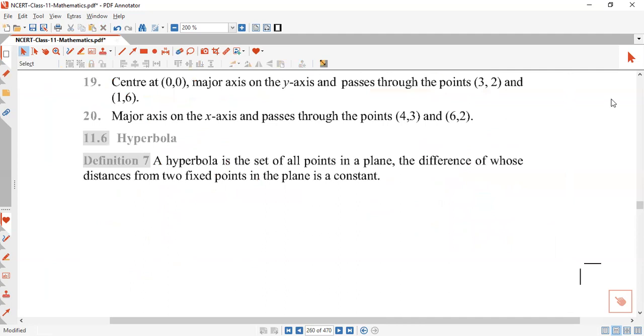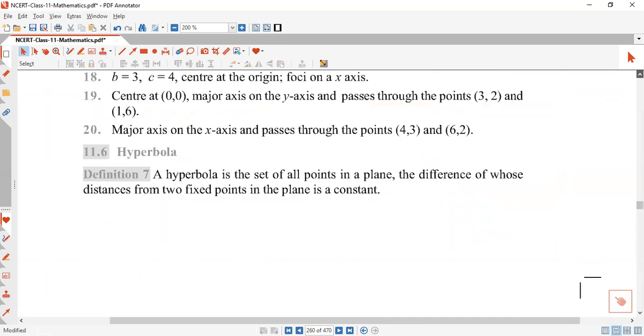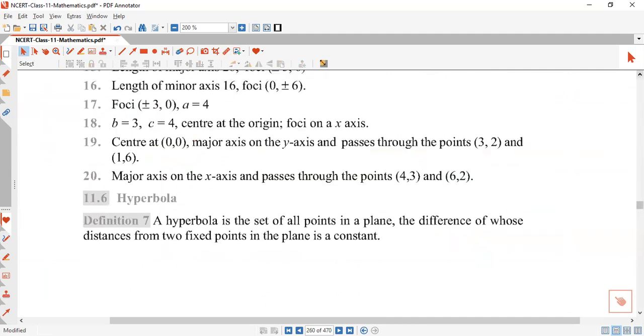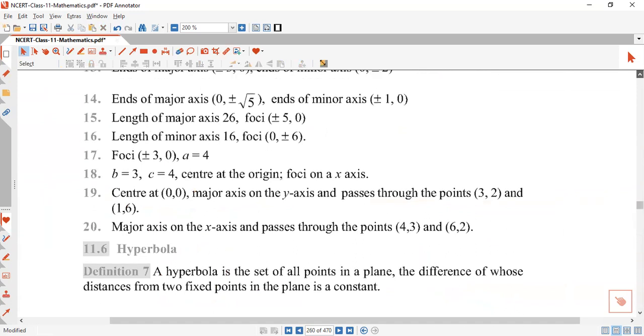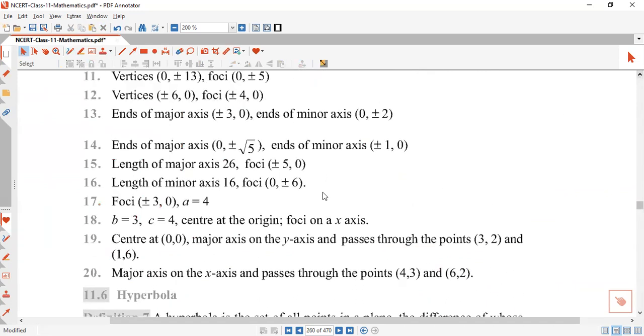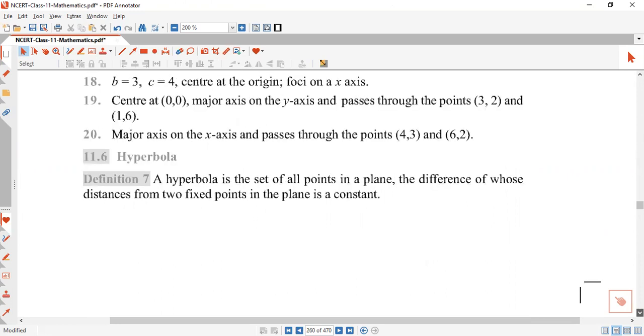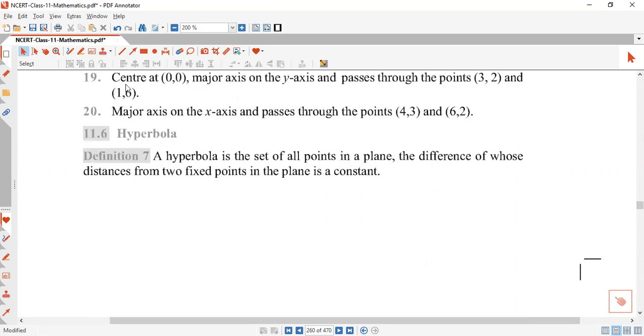Now, after this, we have done questions 14, 10, 13. This question number 16 is there. Now we do question number 19. Question number 19 says: center at 0, 0, major axis on the y-axis, and passes through the points 3, 2 and 1, 6. We have to find out the equation of the ellipse.